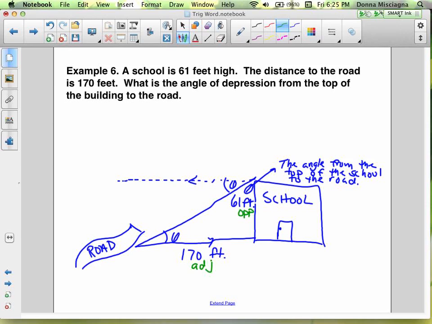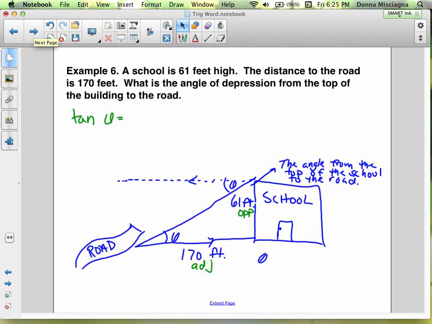Right, so tangent theta. Oh, and let me get rid of this theta because I shouldn't have the same variable in twice. We'll just put a question mark there. That angle there, that's the one from the top of the road to the school. But they've got the word depression, so we're going to find the angle of depression, which is outside the triangle. So tangent theta, these two angles are congruent, right? So I can use this angle. Tangent theta is equal to the opposite, which is 61, over the adjacent, which is 170.